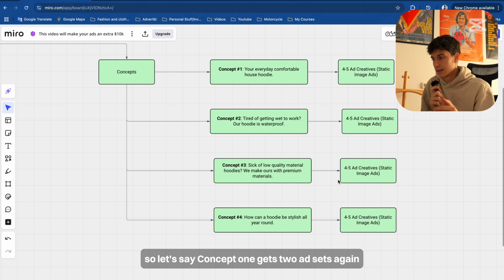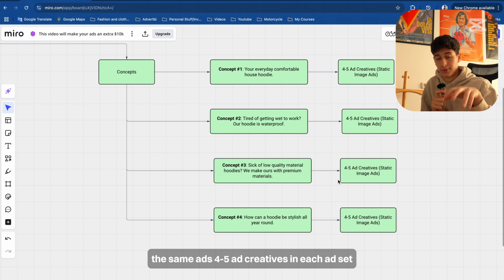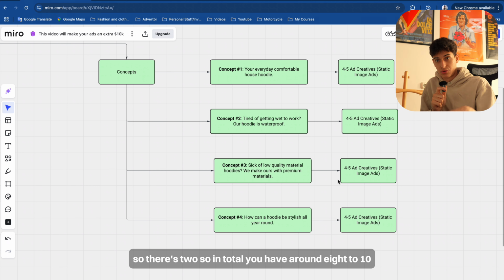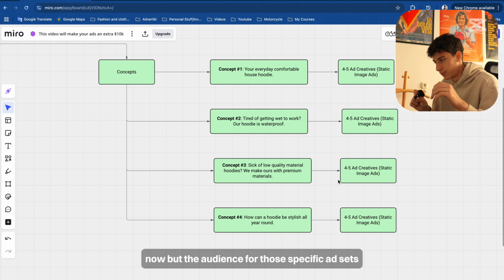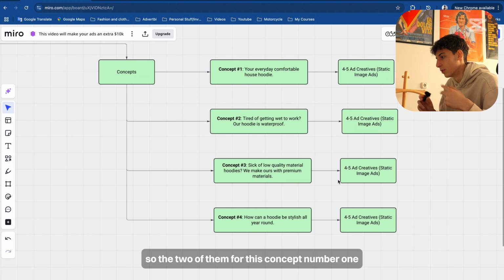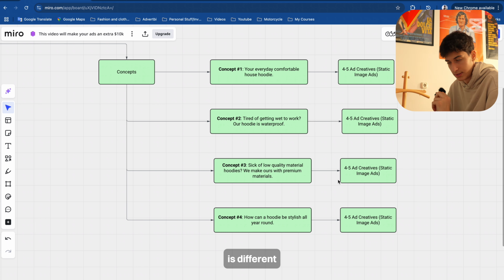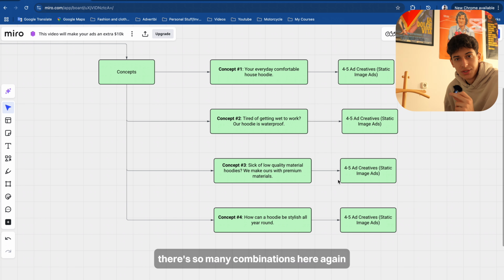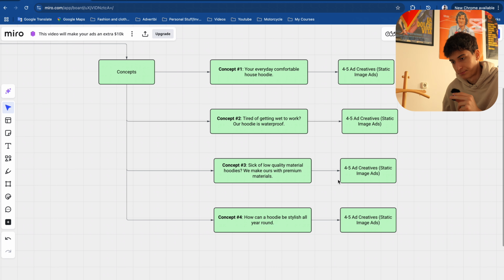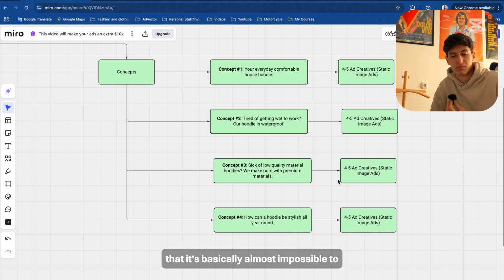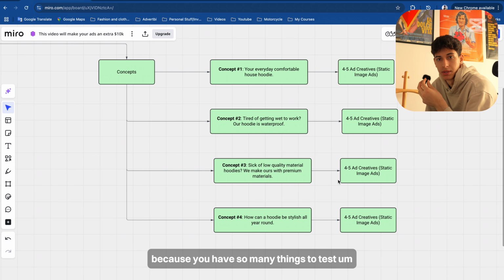So let's say concept 1 gets 2 ad sets, again the same ads, 4 to 5 ad creatives in each ad set, so there's 2, so in total you have around 8 to 10 now. But the audience for those specific ad sets, so the 2 of them for this concept number 1, is different. There's so many combinations here. Again, it's important that you keep it organized, but there's so many combinations here that it's basically almost impossible to not see results, because you have so many things to test.